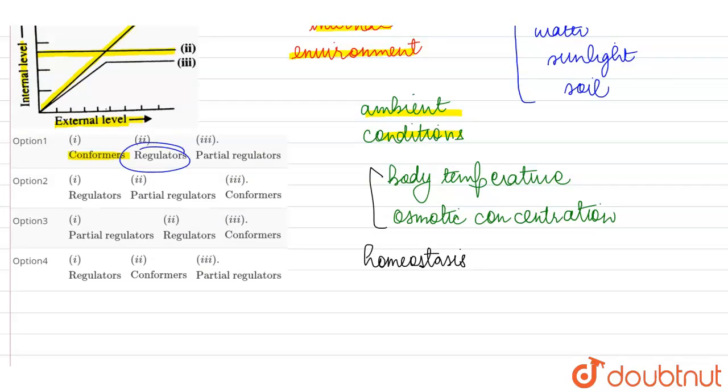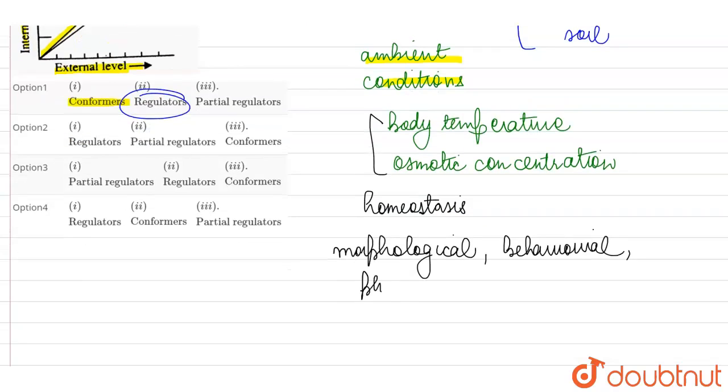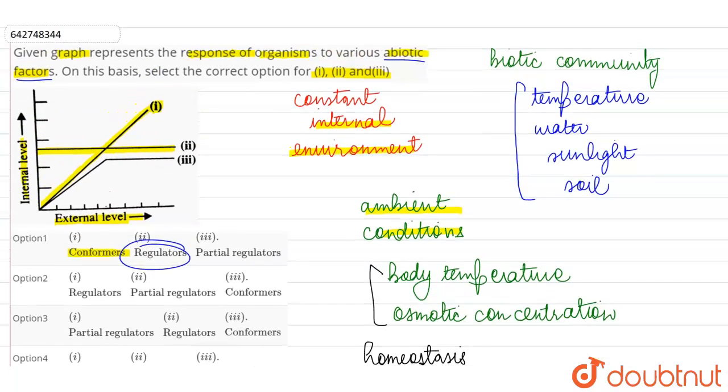Now they might use different kinds of mechanisms. It might be morphological, behavioral, or even a physiological change which enables the organism to regulate their internal environment in such a way. But such organisms, which are represented by the second curve, are known as regulators because they can maintain the homeostasis in their body.